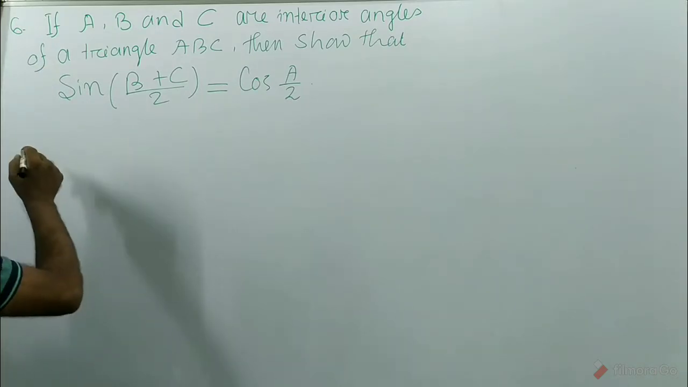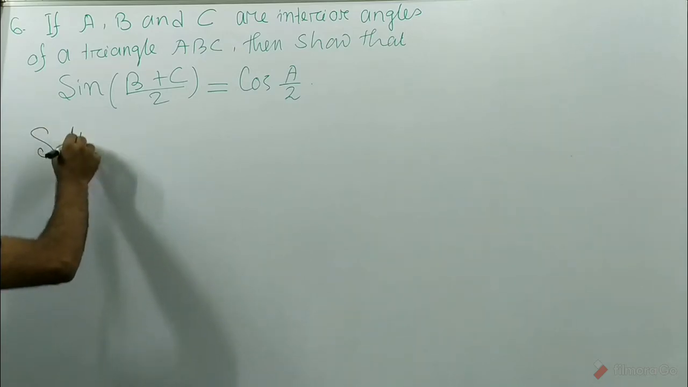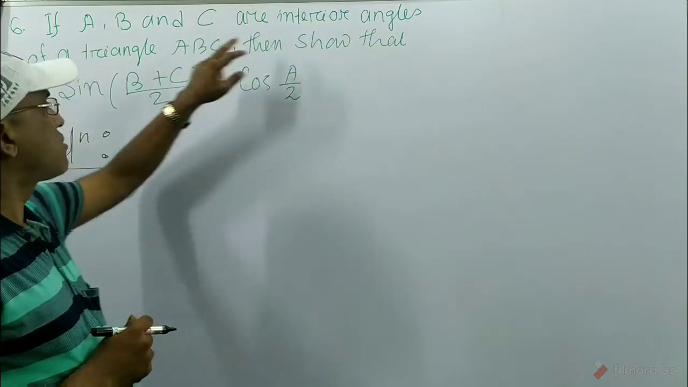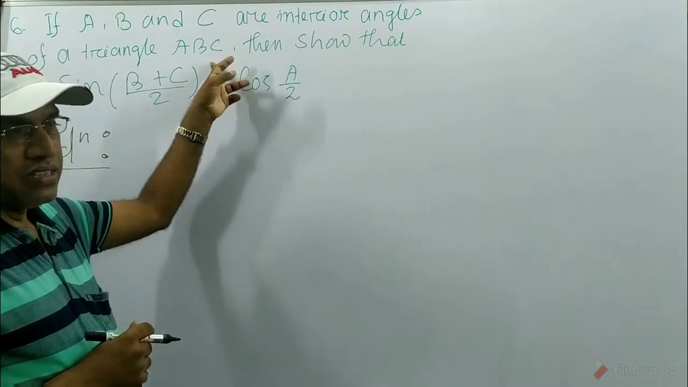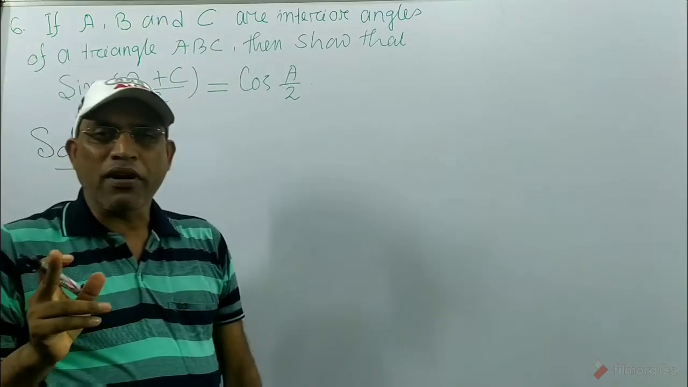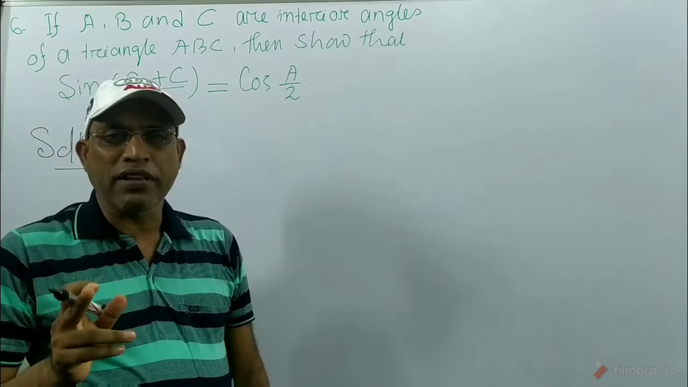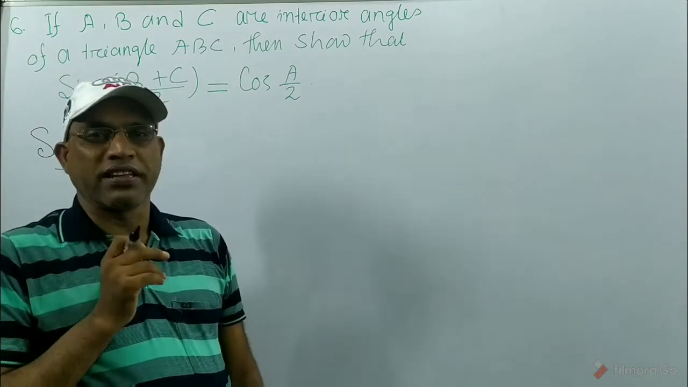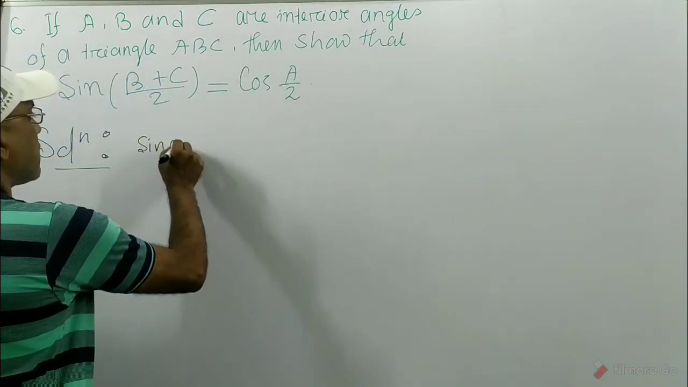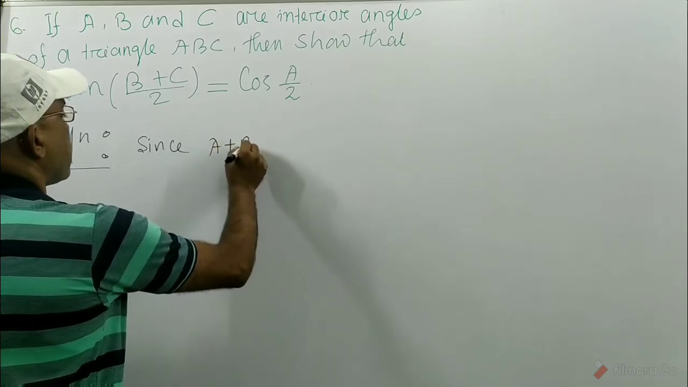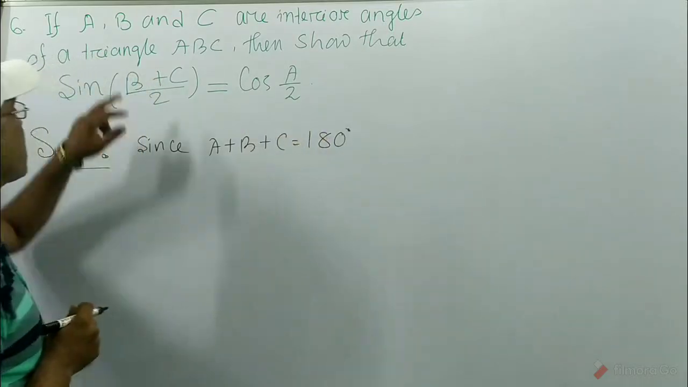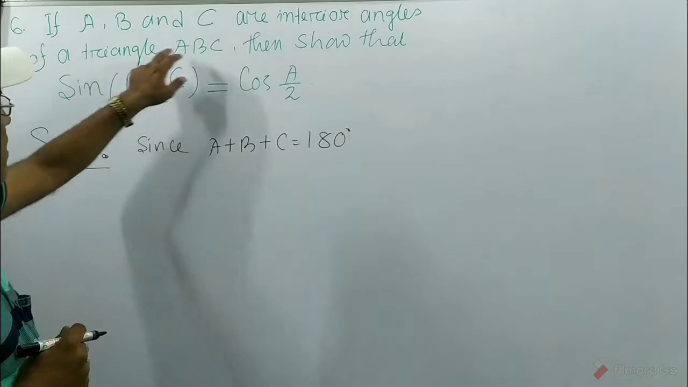Now the solution is, we consider A, B, C are interior angles of a triangle ABC. So, by the angle sum property in a triangle, the sum of the three angles is 180 degrees. So we get, since A, B, C are interior angles of triangle ABC, A plus B plus C equals 180 degrees.